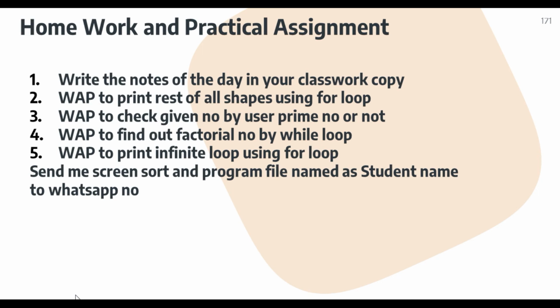But the relation between the outer loop and inner loop variable should be considered. And the third question, write a program to check whether a number given by the user is prime or not. Prime numbers are those numbers which are divisible only by 1 or itself. So you have to find out which one is prime or not. The user will enter the number from the console, and you will get the answer, is it a prime number or not. And question number 4, write a program to find the factorial number by while loop. We have discussed finding the factorial number by for loop in a particular video. Now you will find the factorial number by a while loop program.